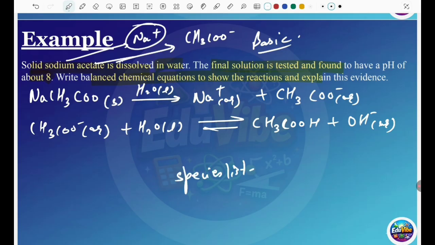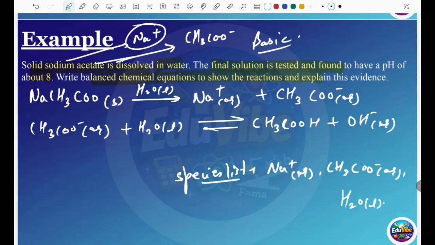And what's in the species list? Basically you have Na+ aqueous, CH3COO− aqueous, and the water. These are all the products from the first reaction, because this is a strong base. Then you take this equivalent, because CH3COO− is not a strong base, it's a weak base. With this base, the species goes like this.